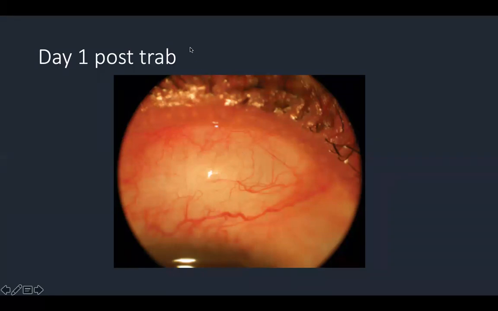Again, the history. This is post trabeculectomy, day 1. The patient was patching the eye till he came to the clinic. We just opened the patch, and you can see a large bleb.